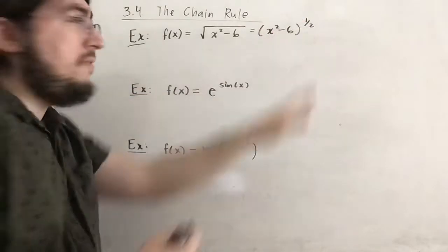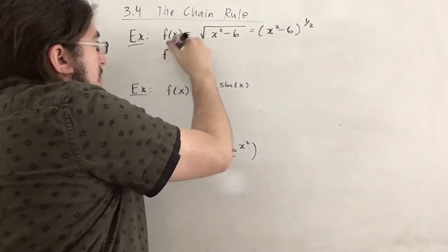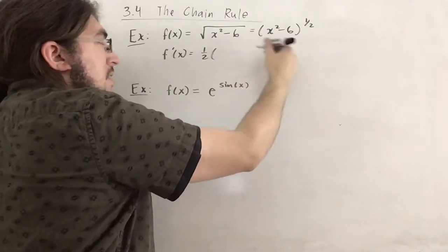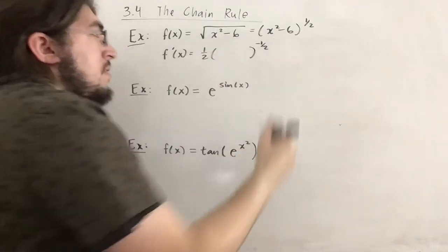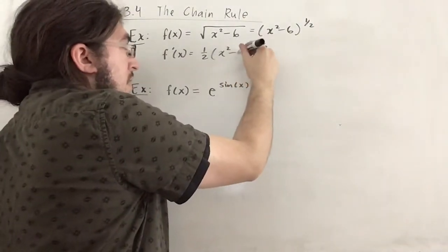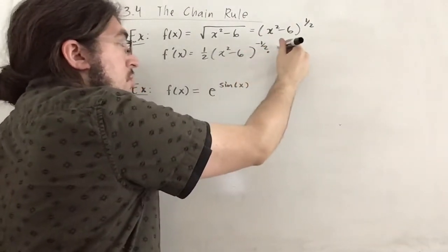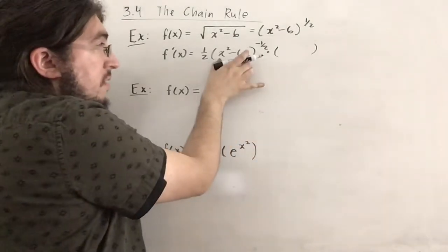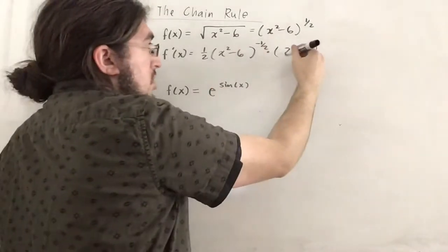Derivative of x to the 1/2 is 1/2 x to the negative 1/2, or u. So the original inside, basically. So it's x squared minus 6. And then by chain rule, you multiply by what? By the derivative of the inside. Derivative of x squared minus 6 is just 2x.